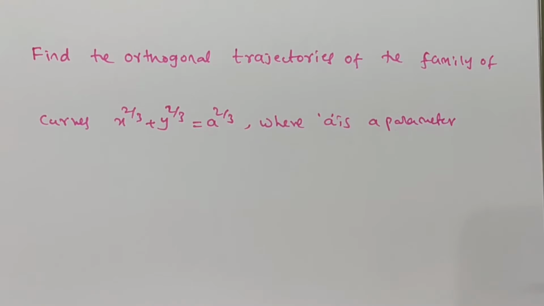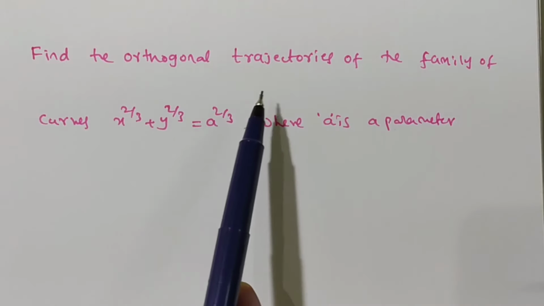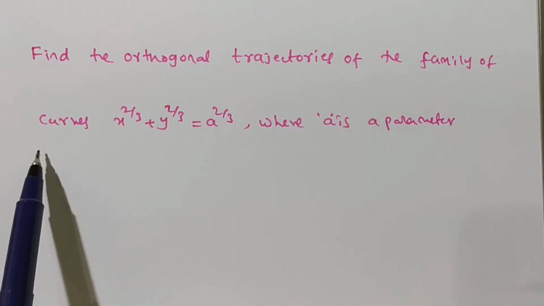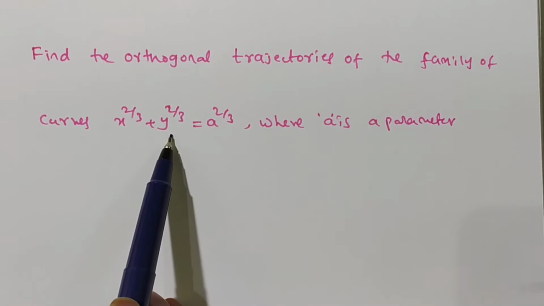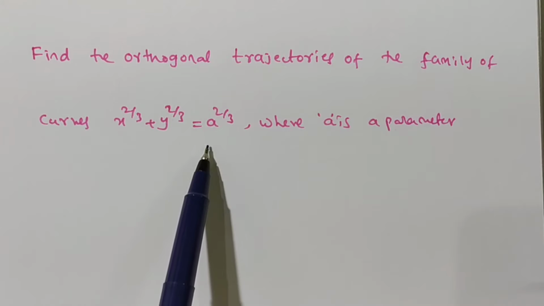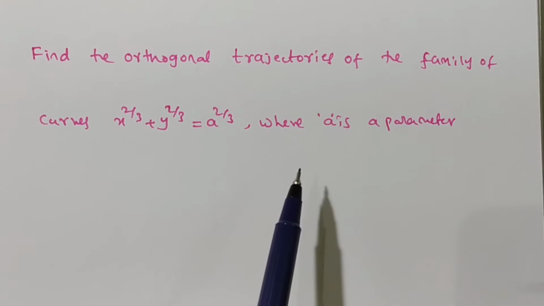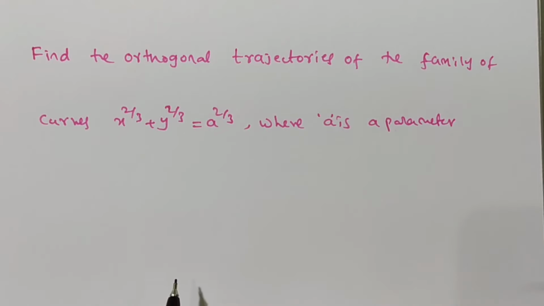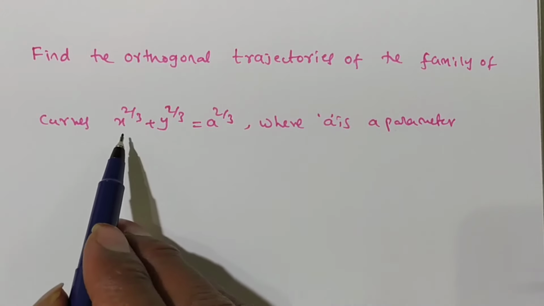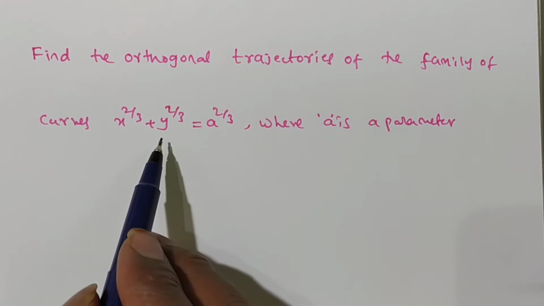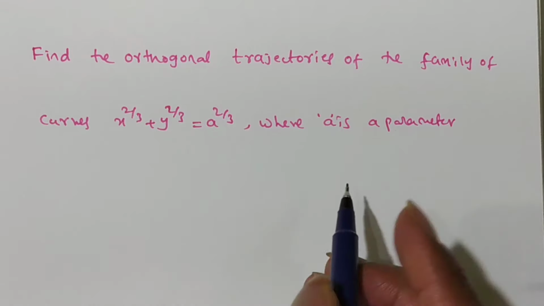The given problem is to find the orthogonal trajectories of the family of curves x to the power of 2/3 plus y to the power of 2/3 is equal to a to the power of 2/3, where a is a parameter. You see friends, the given family of curves contains x and y terms, so it is in Cartesian form.